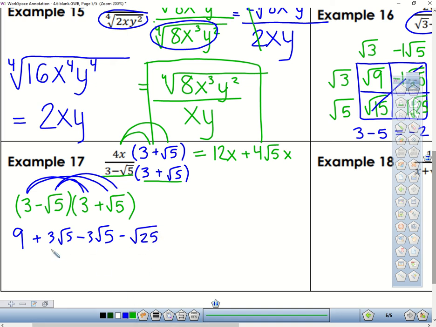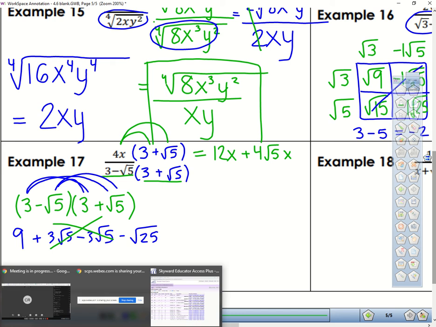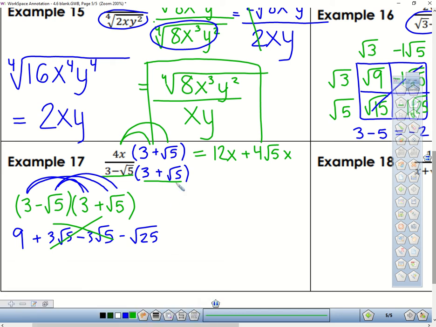So the whole goal with the conjugate is that these middle terms will cancel out. That's always going to happen when you use a conjugate. That's what's really useful about them. And then we're just left with 9 minus 5, because it's square root of 25, which is 4. So we're left with this. But can we factor a 4 out of the numerator to cancel it out with the denominator? Both of these numbers are divisible by 4, right? So we can factor out a 4 in the numerator. So this becomes 4 times 3x plus radical 5x.